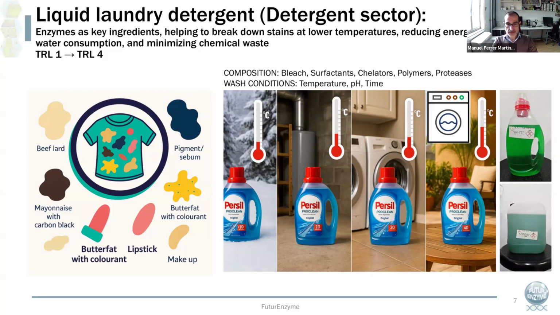This is not easy, just to find an enzyme that does the job for all the stains that we can find in the textile. And also that the enzyme, as I mentioned before, is stable in different storage conditions. You can store a detergent at 4 degrees, at 10 degrees, but also in other countries that are warmer, and also in different washing conditions.